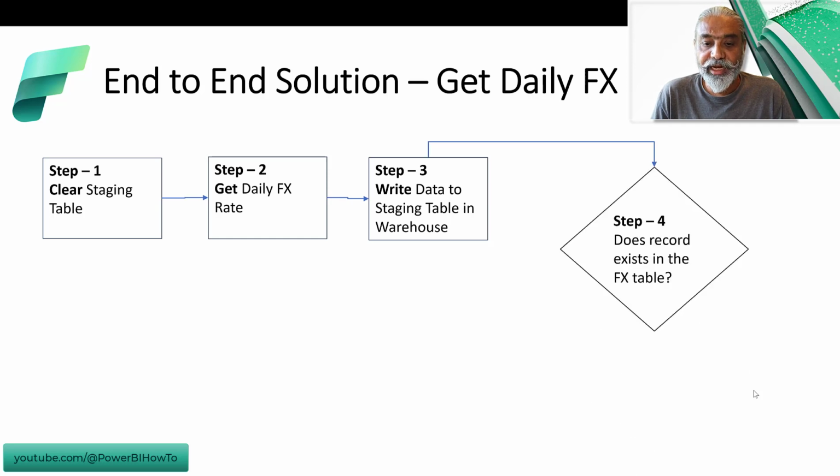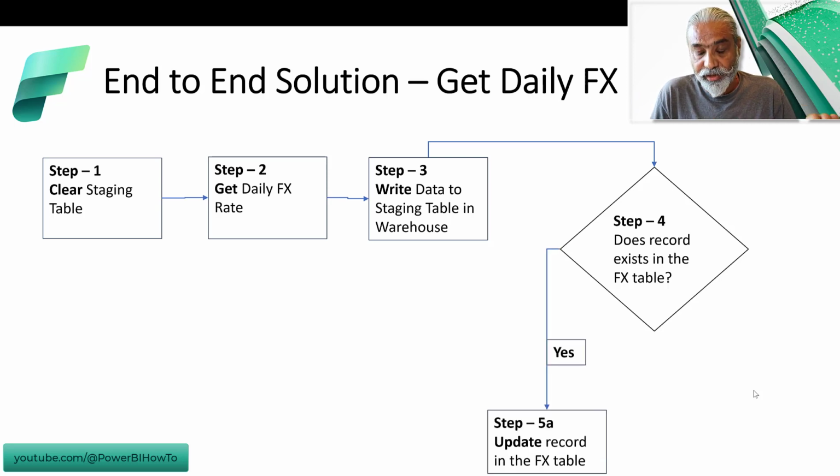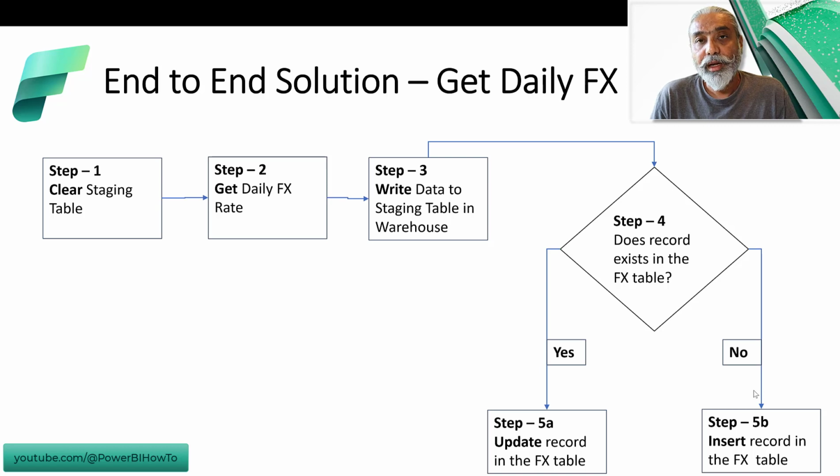And the fourth step is, we're going to check in the staging table if the record exists in our final foreign exchange or multi-currency exchange rate table. If the data exists in our final foreign exchange table, then we will update the record in that table. So basically, for each date and each currency, we want only one single record. So if the record already exists, we will update the data. If the record does not exist, we will then insert a new row in our final destination table.